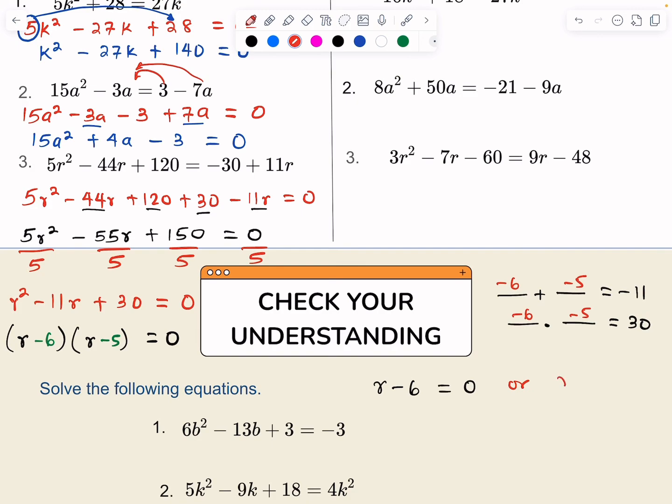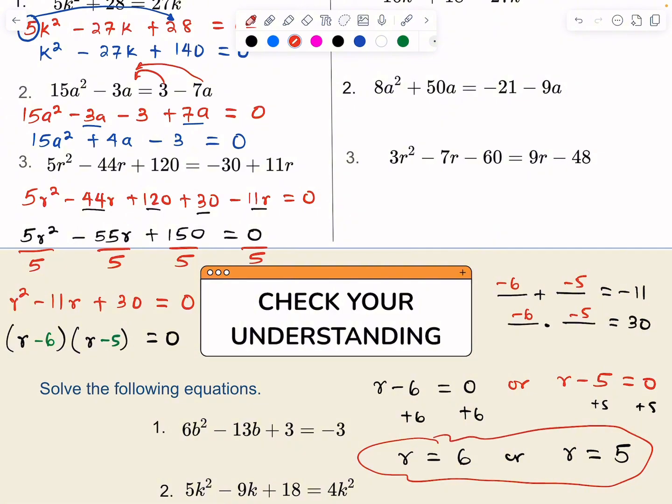So this one will be r minus 6 is equal to 0. Now let's solve for r: add 6 on both sides, so my r is equal to 6. Or r minus 5 is equal to 0, so I need to add 5, and my r is equal to 5. And that would be my solution to this question.